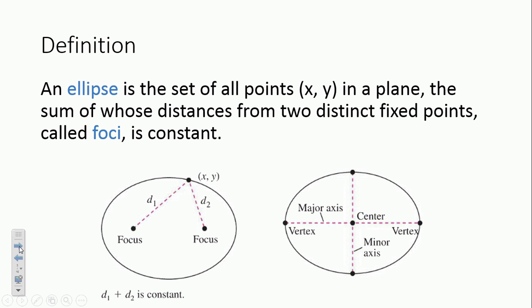So we have a major axis, a minor axis, 2 vertices on the major axis. We'll call those the major vertices. 2 vertices on the minor axis, we'll call them minor vertices. A center, and 2 foci. Okay.